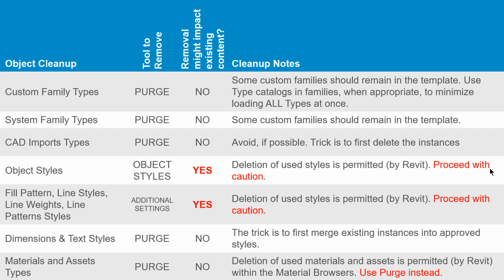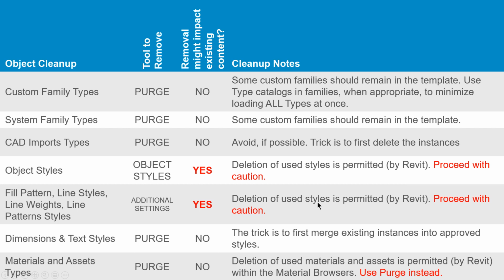Same with system family types. Purge them out if you don't need them. You have to obviously keep at least one in there. Revit is going to force you to do that. And of course, it'll force you to keep any other types that are currently in use, right? But things that get very dangerous, like object styles, this is really not good.